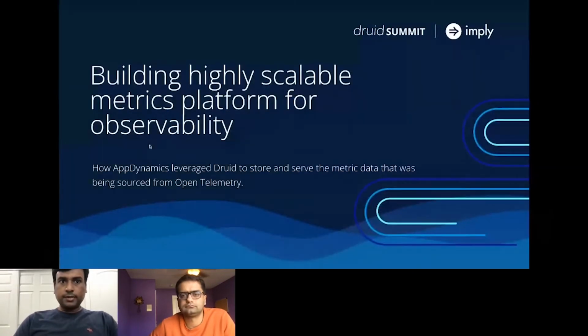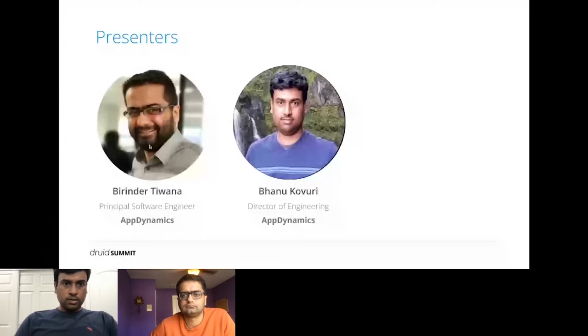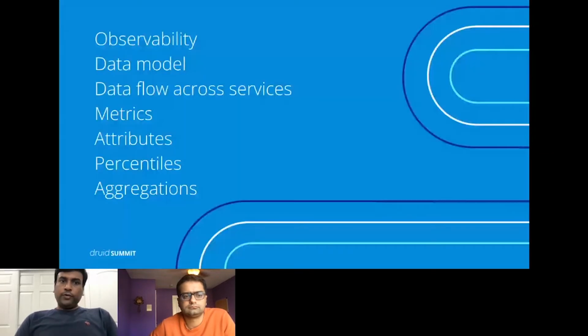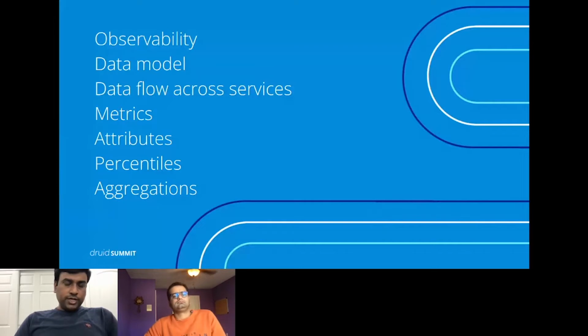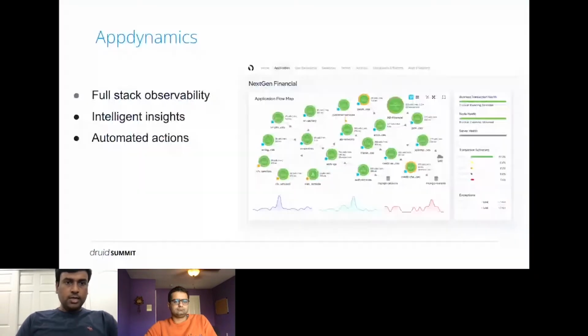Okay, let's get started. We'll quickly cover observability. The agenda for today is a brief overview of what observability means and some concepts of OpenTelemetry, and then we'll get into the other aspects of the presentation around data modeling, metrics, attributes, percentiles, and aggregations.